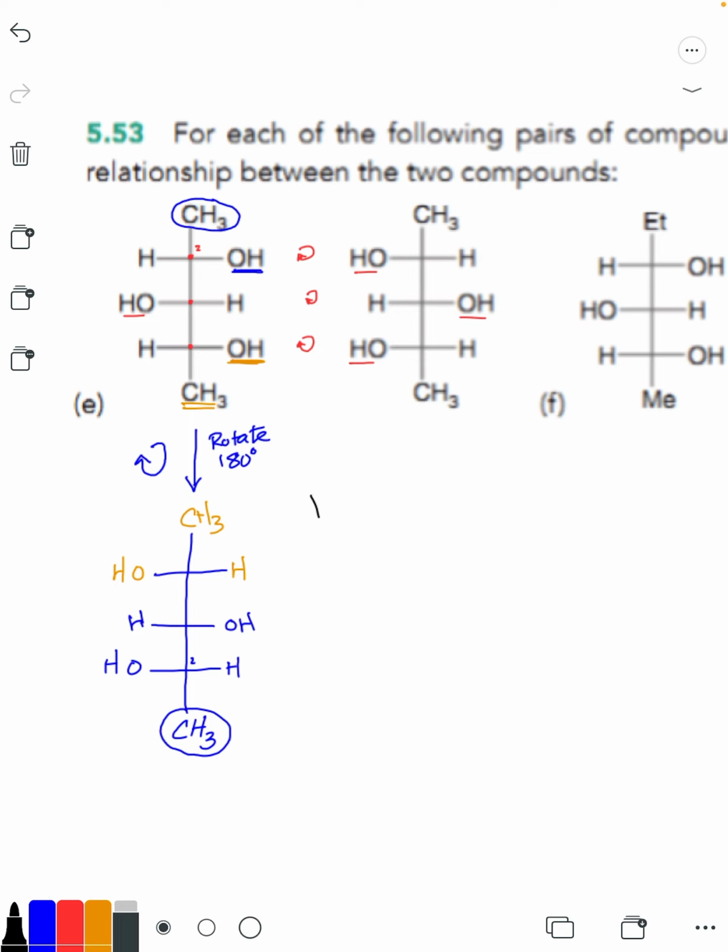So when it says identify the relationship, these ones are identical to one another.